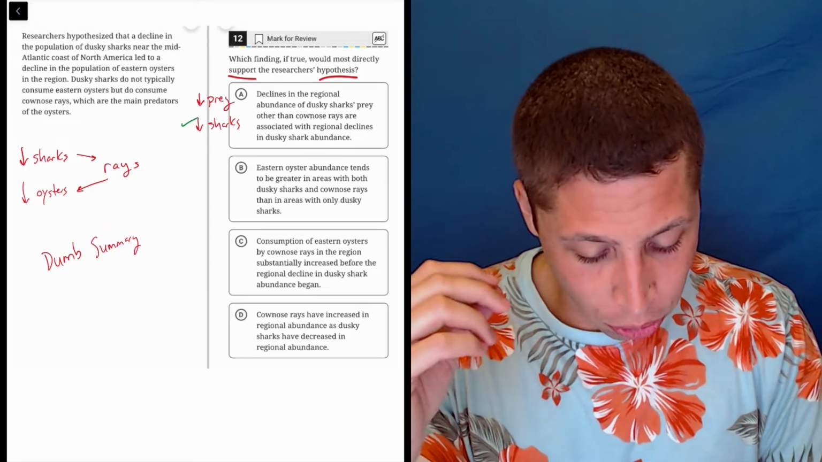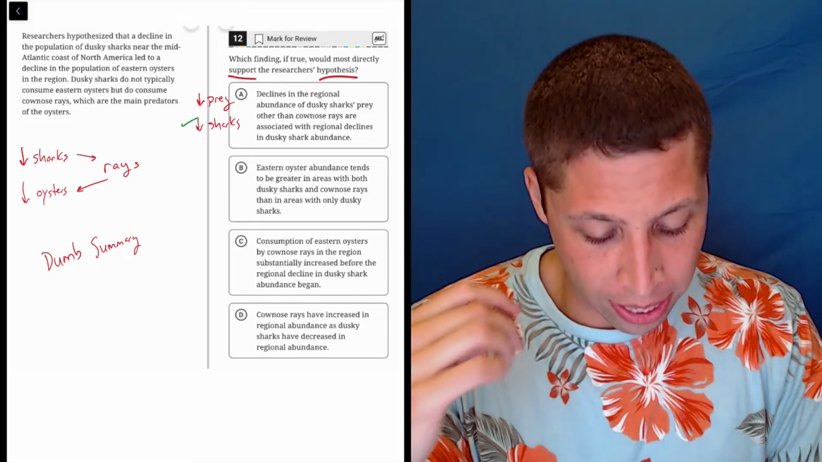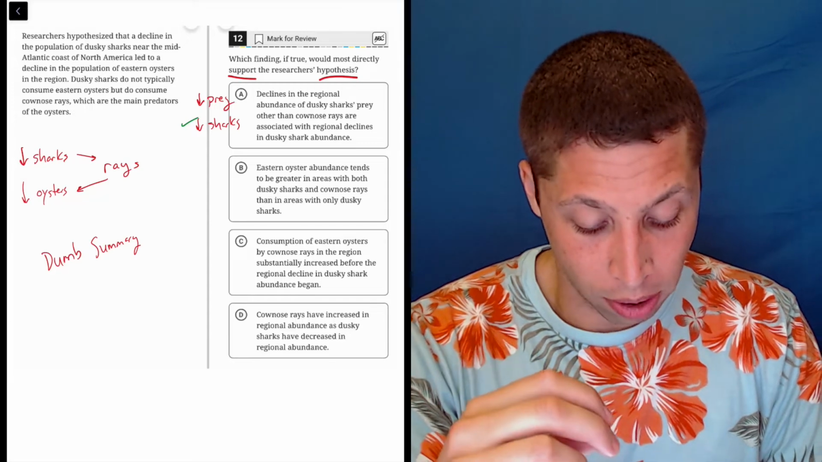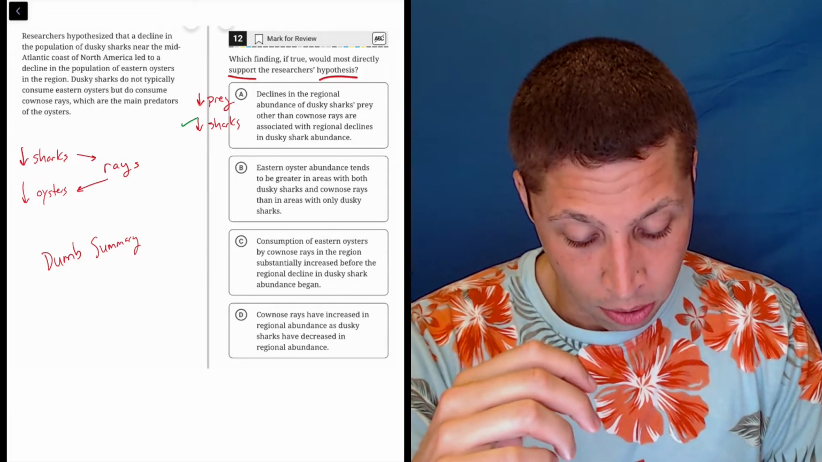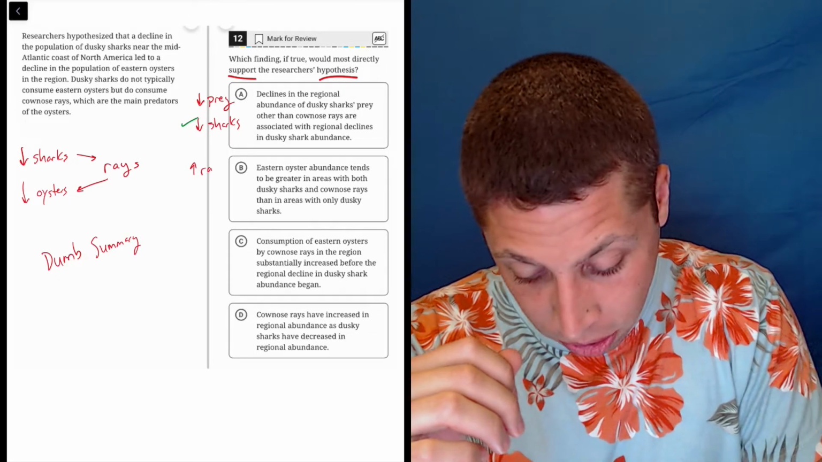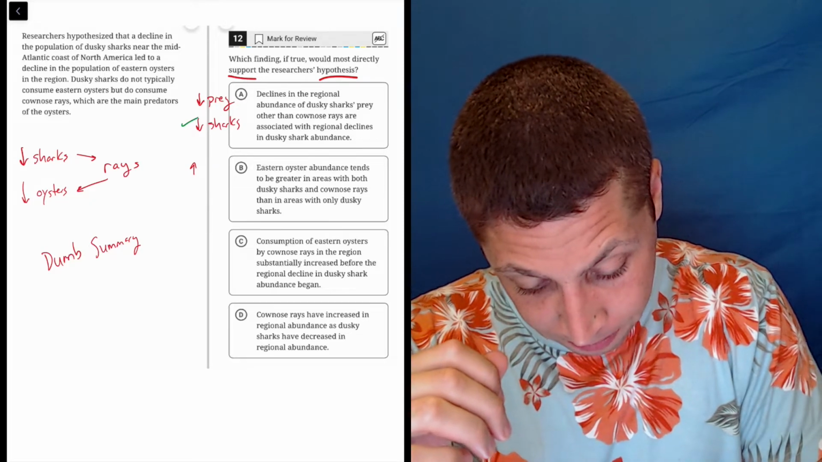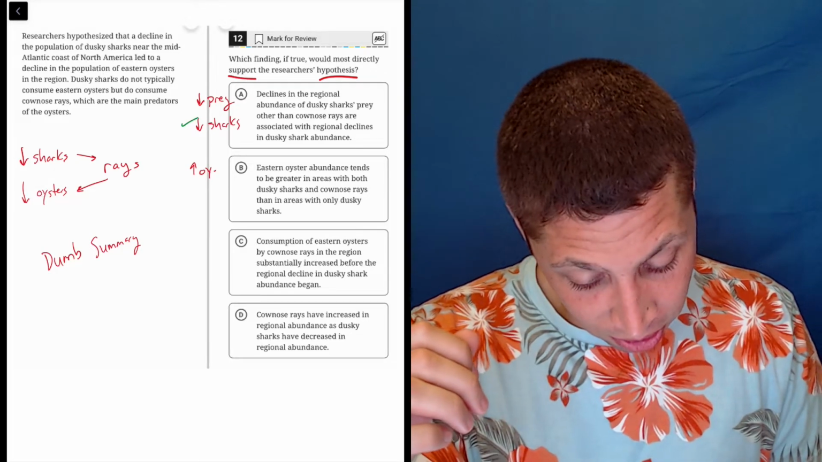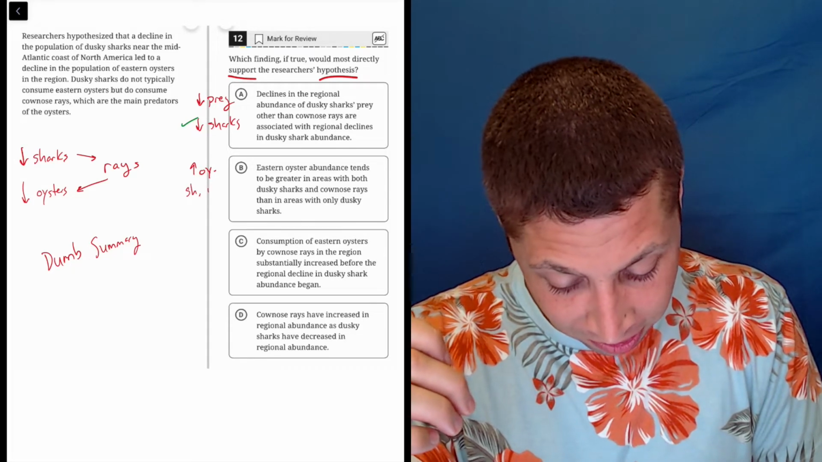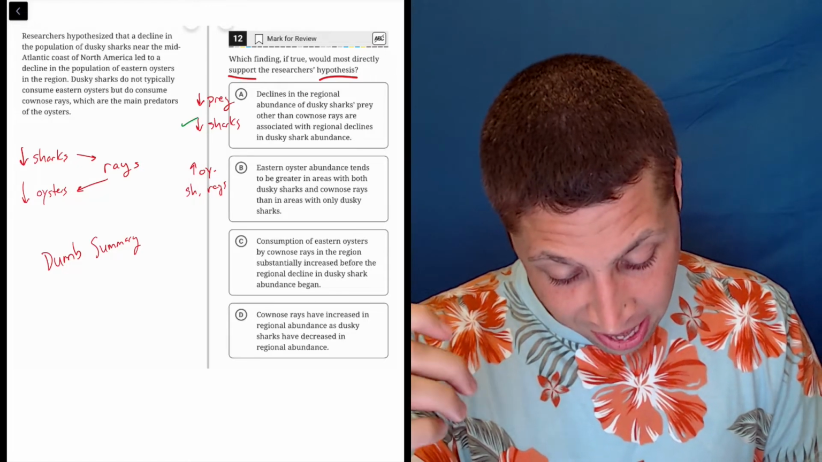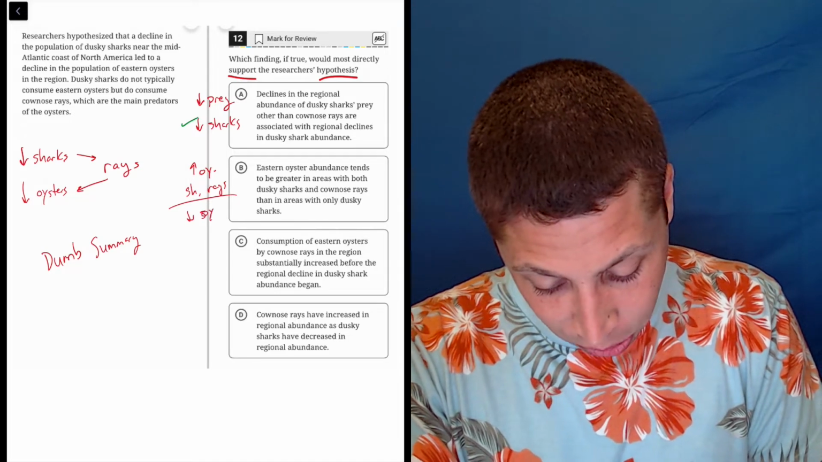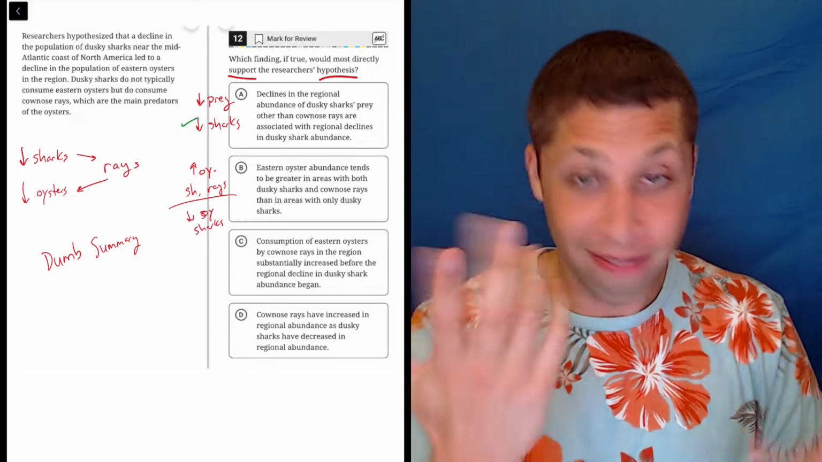Let's look at B. Eastern oyster abundance tends to be greater in areas with both dusky sharks and cow-nose rays than in areas with only dusky sharks. Wow, okay. So, how would I summarize this? More oysters with both sharks and rays. And less when there's only sharks. Less oysters when sharks. I don't understand it.